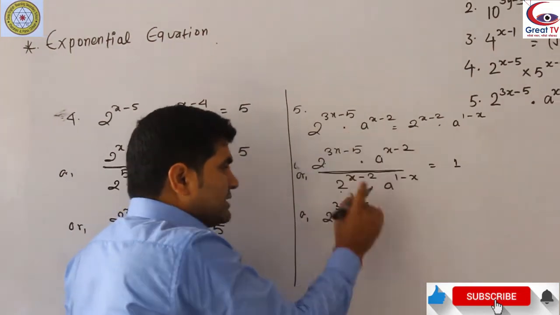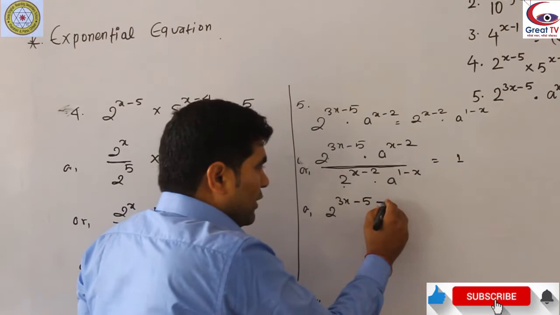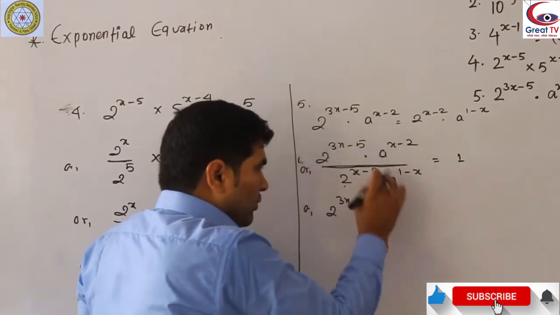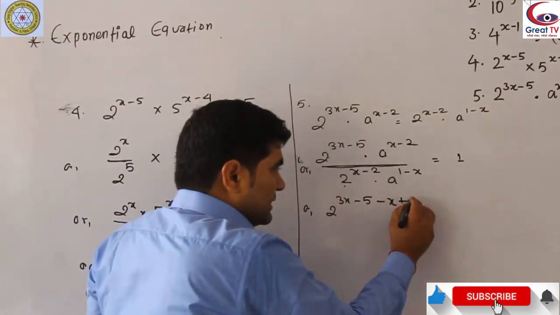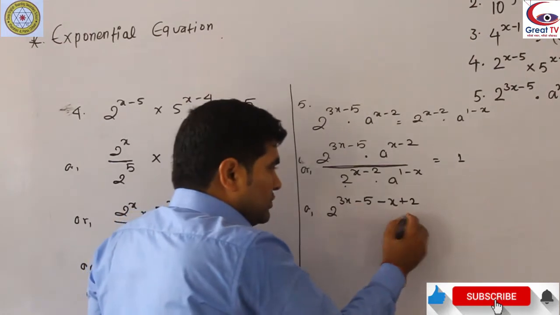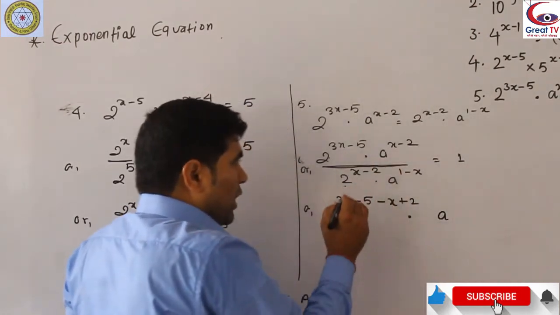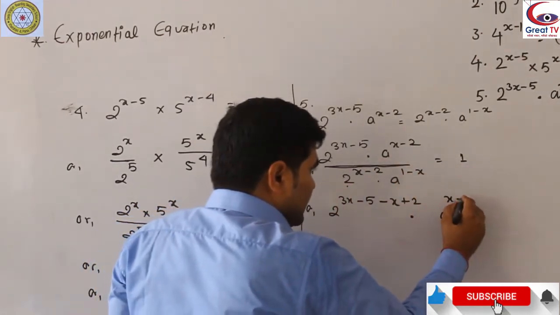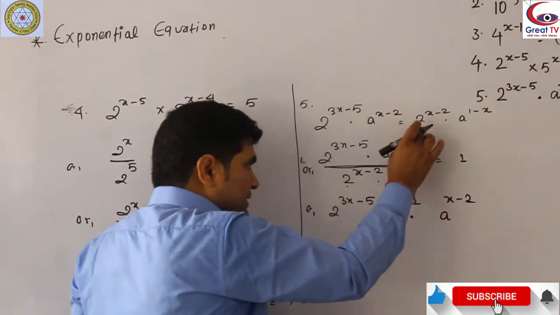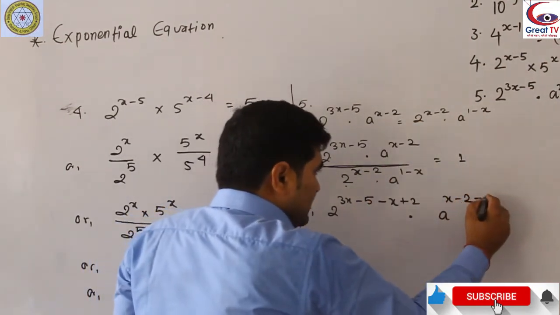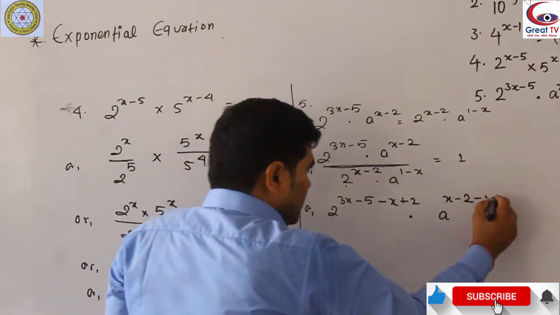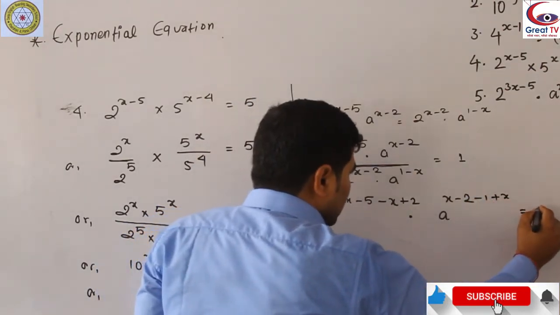This one goes to the numerator and the sign is changed: x, which was minus, becomes plus 2 times 8^(x-2). This one goes to the numerator and the sign is changed: 1 changes into minus, x changes into plus, equal to 1.